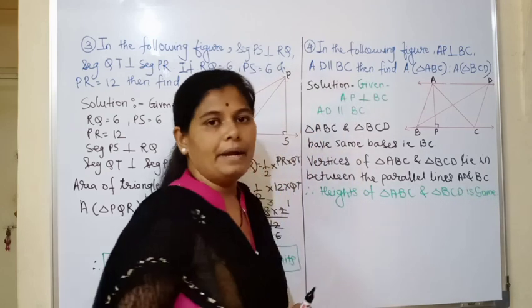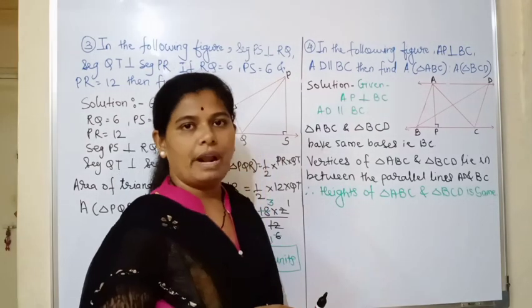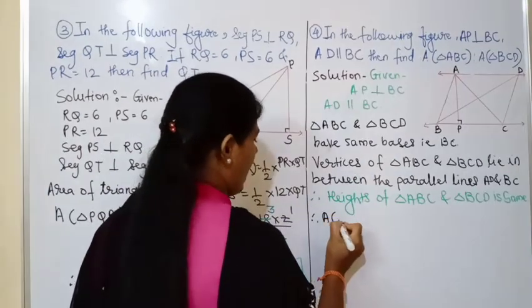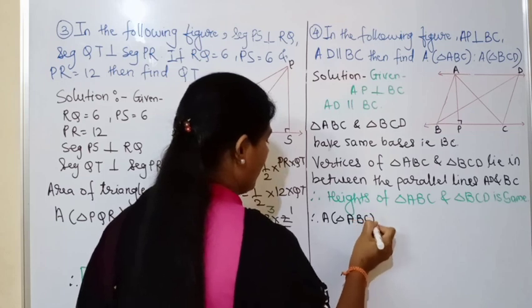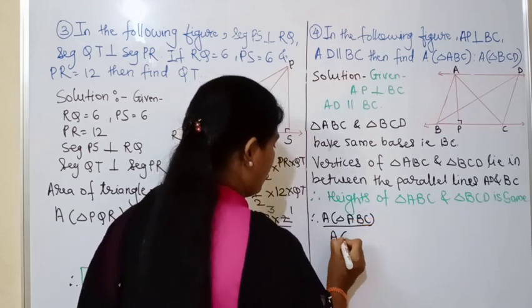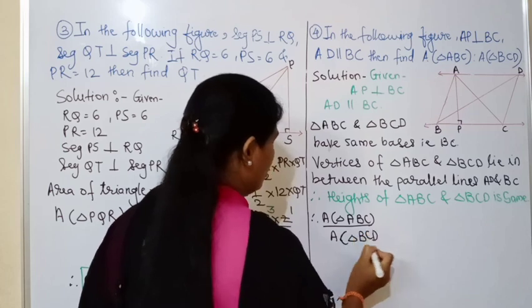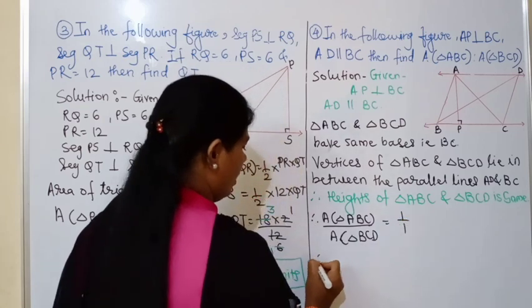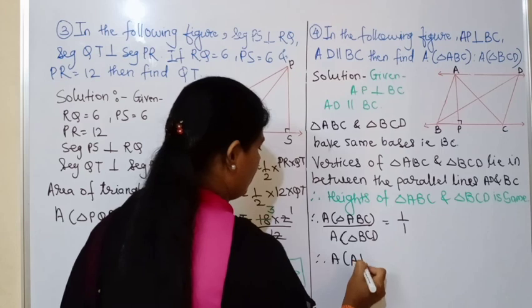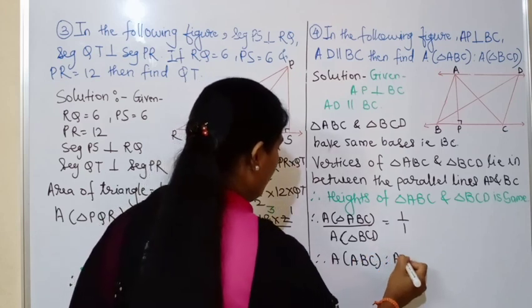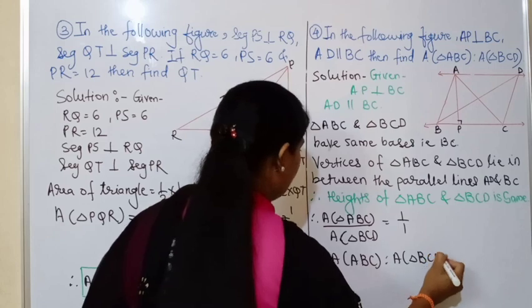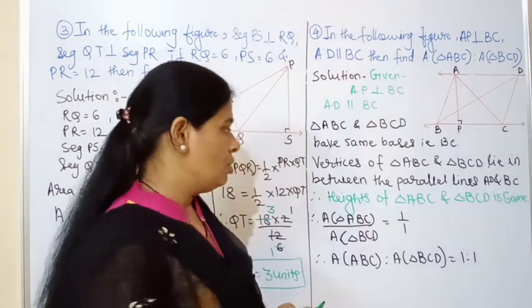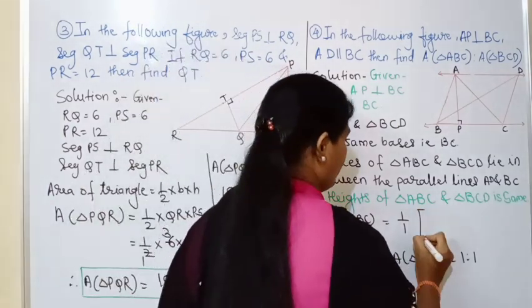Got it, all of you? The height of both the triangles will be same. So we'll write the ratio now. Therefore area of triangle ABC upon area of triangle BCD, their areas will be 1:1, as I have told you. Therefore the ratio, that is area of triangle ABC is to area of triangle BCD equals 1:1. So what will be the ratio? That is 1:1.